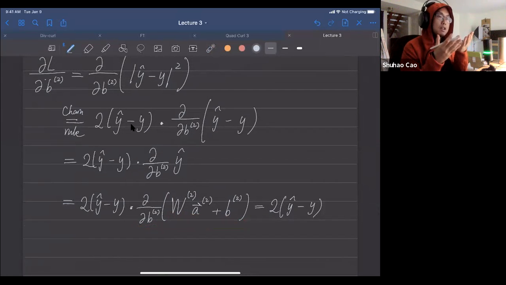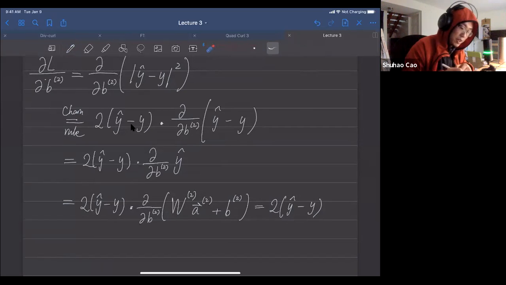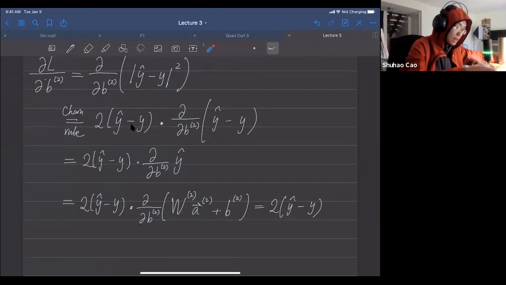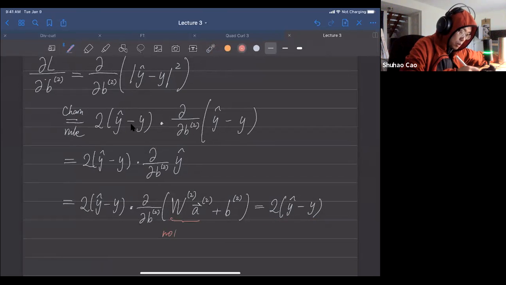For the bias, it is nothing but the difference between our prediction and our ground truth. So the gradient is this difference. It's kind of important, so keep this in mind. Later we'll come back to interpret this gradient. Let me add a remark here: nothing to do with B2.